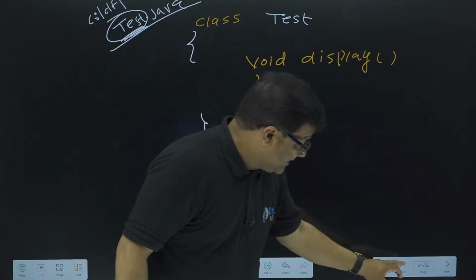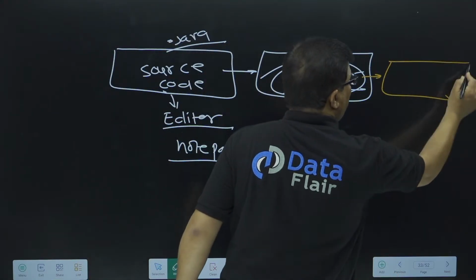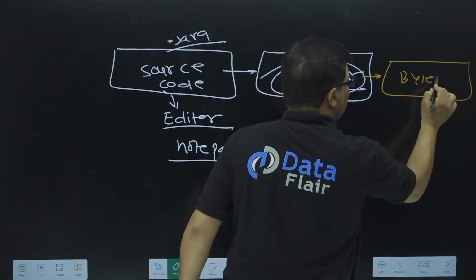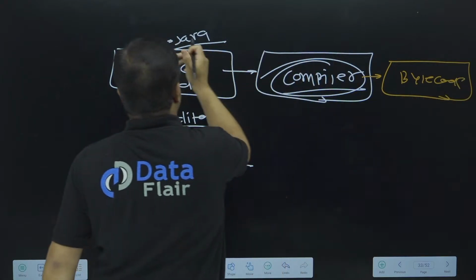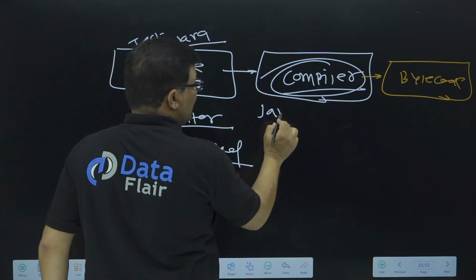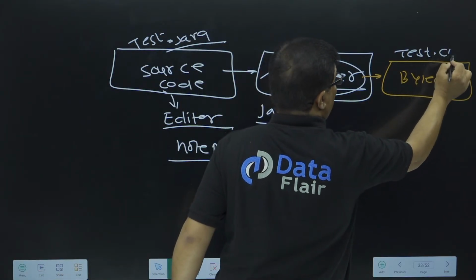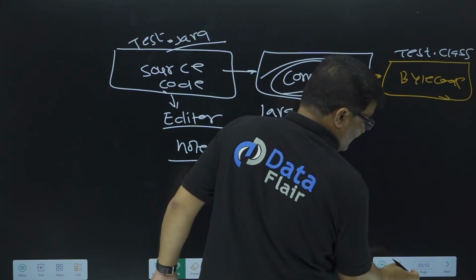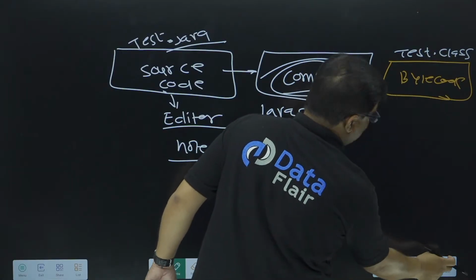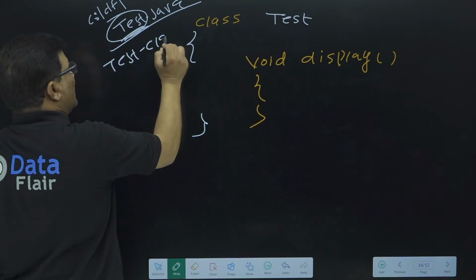But yes, the next step is what? After compilation, your program is converted into bytecode. My program name is test.java. When I compile this code using the javac command, it is converted into bytecode and creates a file test.class. Definitely you will find this file in this folder. Now there are two files, test.java and test.class.